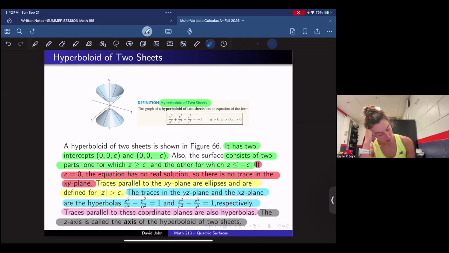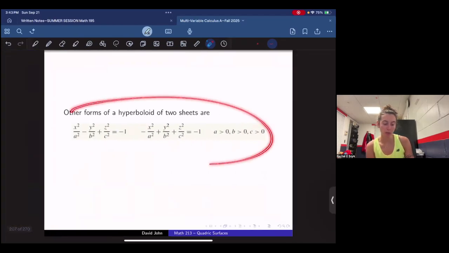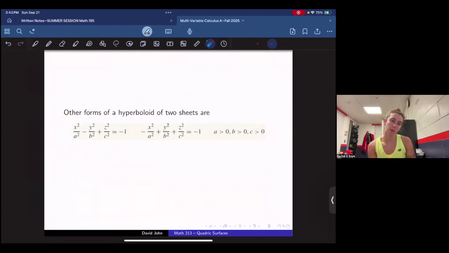So our z squared over c squared minus y squared over b squared equals 1, and then our z squared over c squared minus x squared over a squared equals 1. Our traces parallel to these are also hyperbolas. And then the z-axis is called the axis of the hyperboloid of two sheets. These are other forms of a hyperboloid of two sheets.